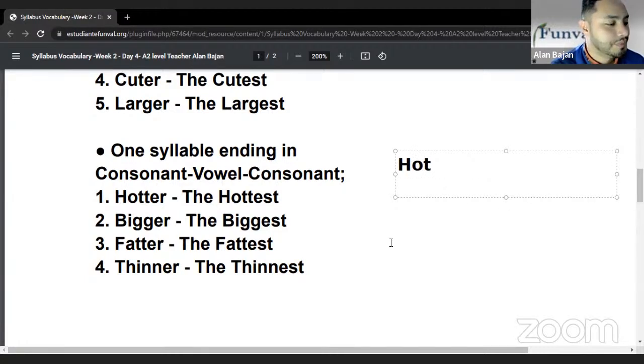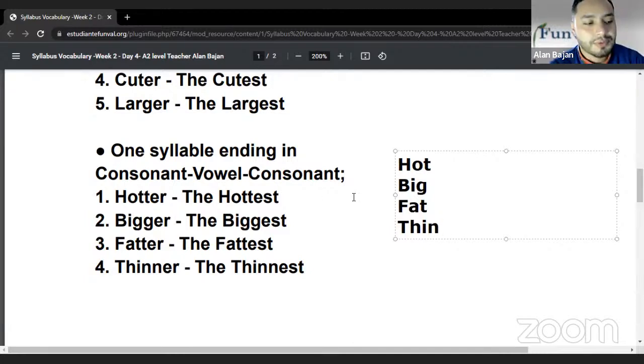Hot, big, fat, thin. Aquí está el sándwich, miren. Consonante, vocal, consonante. Como si fuera un sándwich donde la vocal es la carne. Make sense?